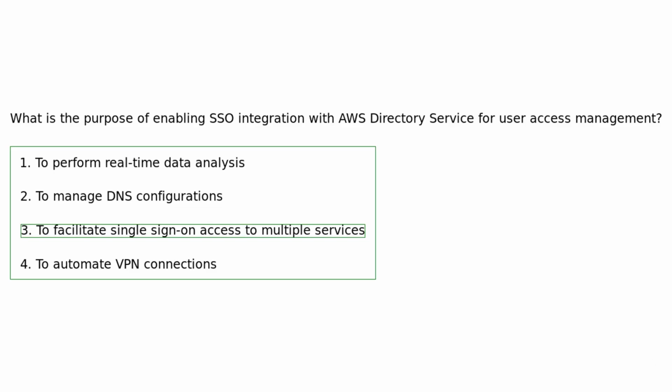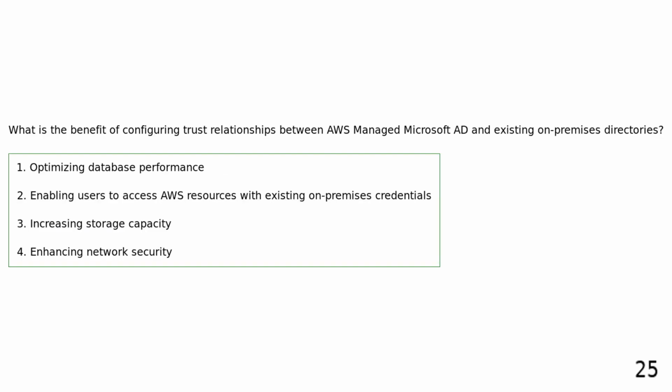Enabling SSO integration with AWS Directory Service allows for single sign-on access to multiple services, simplifying user authentication processes and improving access control across various resources. What is the benefit of configuring trust relationships between AWS-managed Microsoft AD and existing on-premises directories? Optimizing database performance. Enabling users to access AWS resources with existing on-premises credentials. Increasing storage capacity. Enhancing network security.